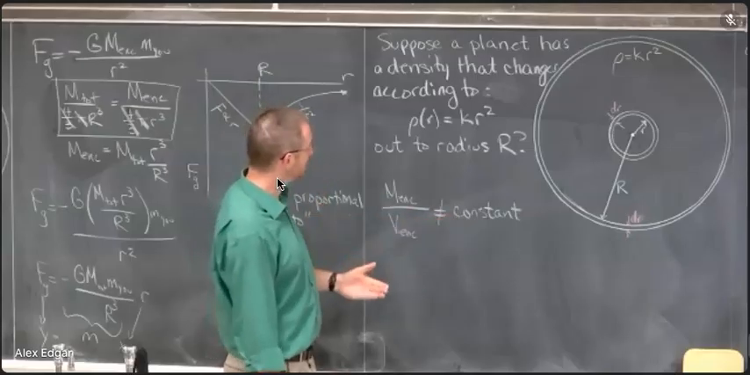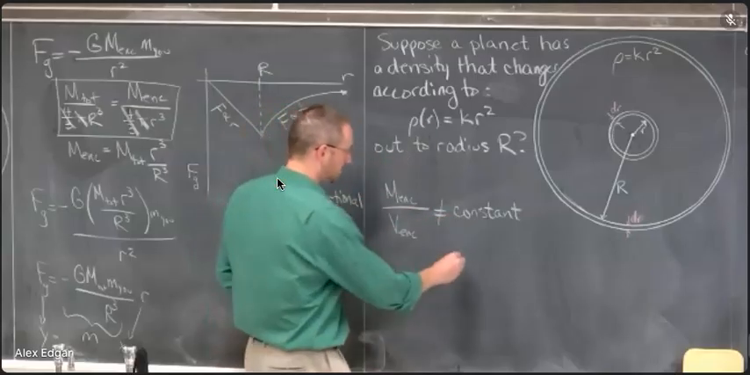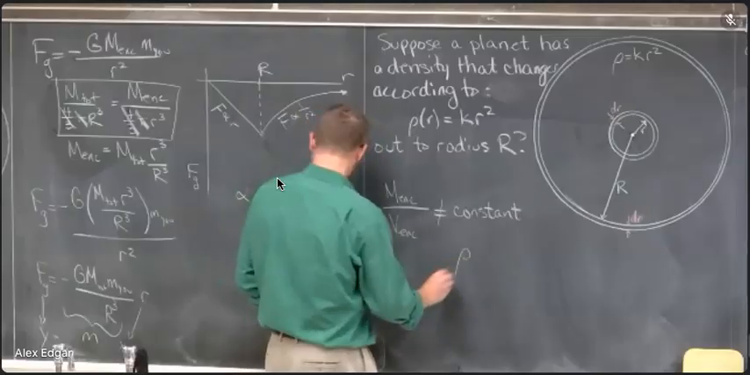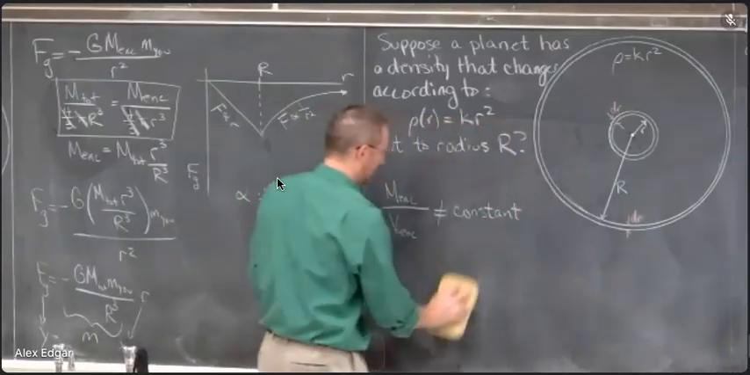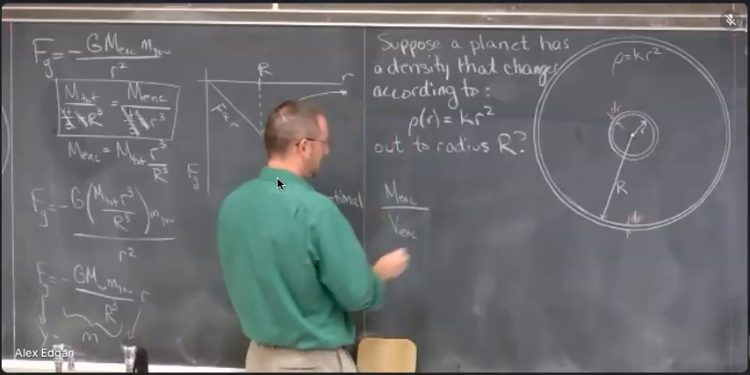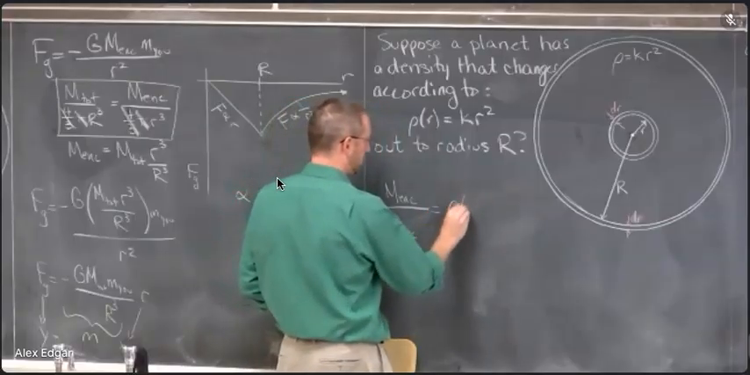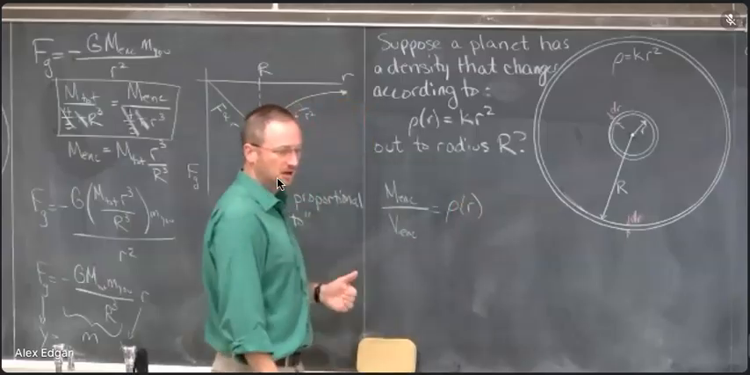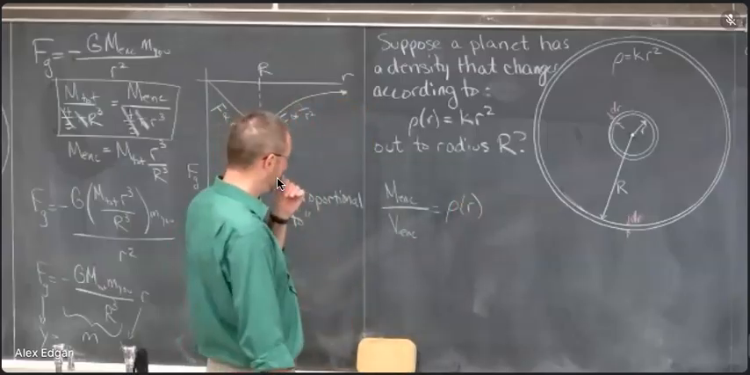What we have instead is it's equal to this expression. So rho, let me do it this way. Instead of being constant and equal to total over total, it's now going to be equal to some function of the radius from the center of the planet.